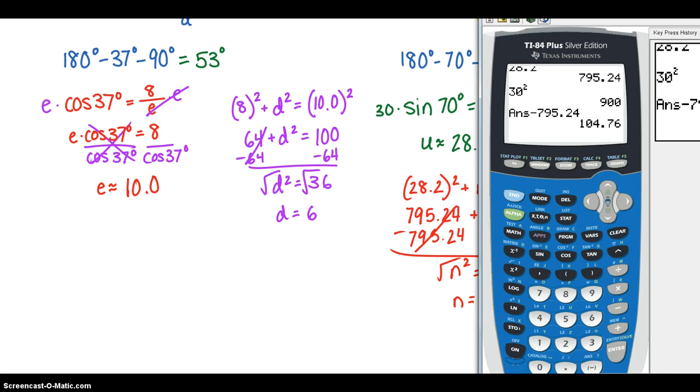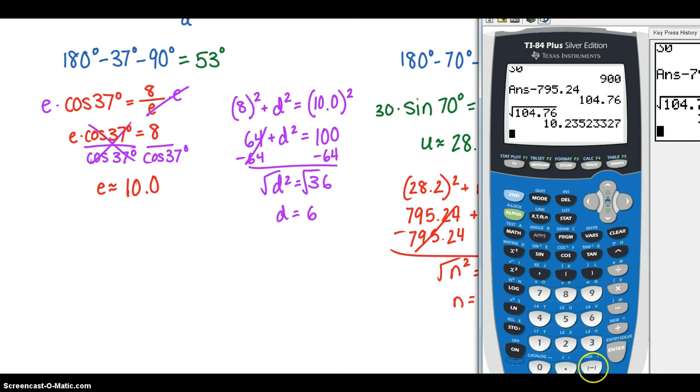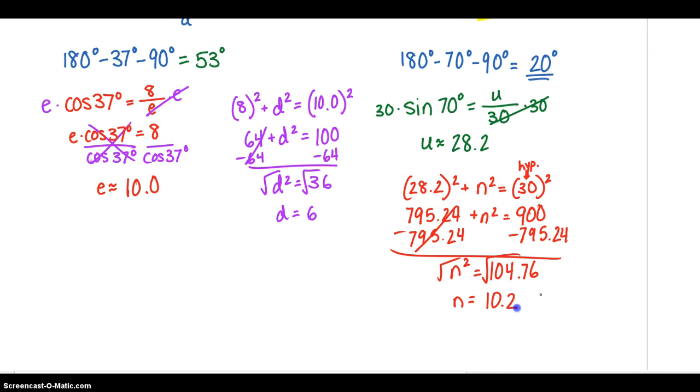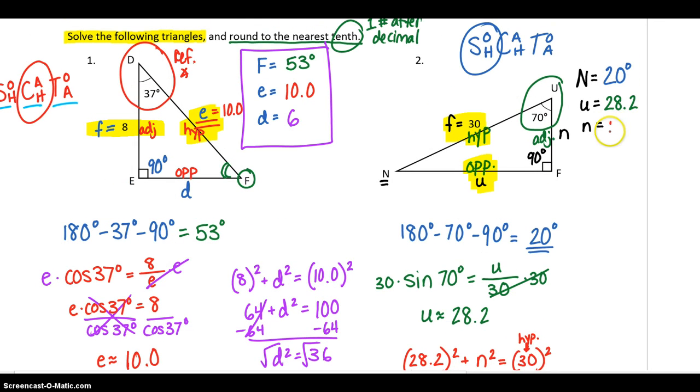Now, since this is a triangle, we don't have to worry about plus or minus. We can just know that it's positive because we only have positive sides with our triangles. Alright, 10.2. So now my last side, n, is 10.2, and those three are my answers.